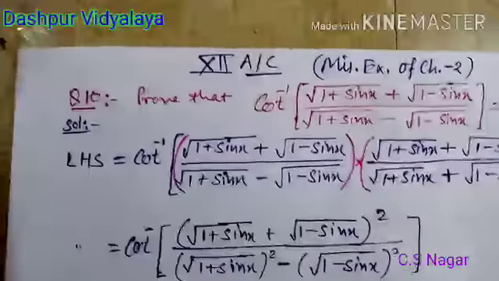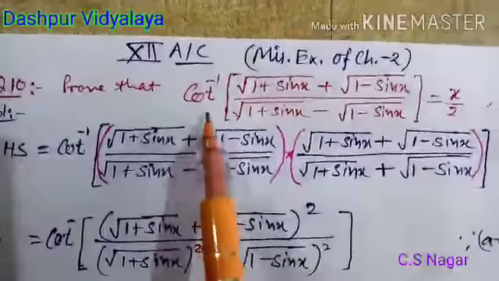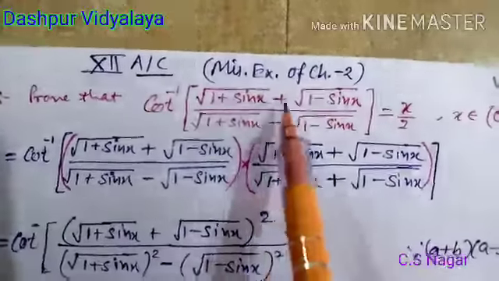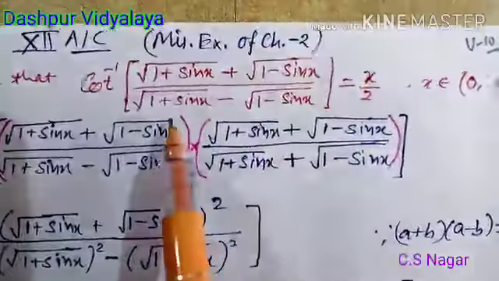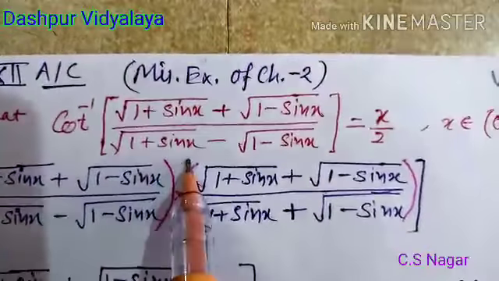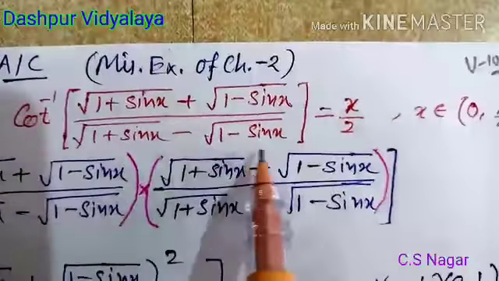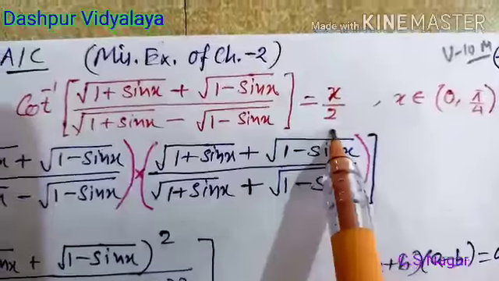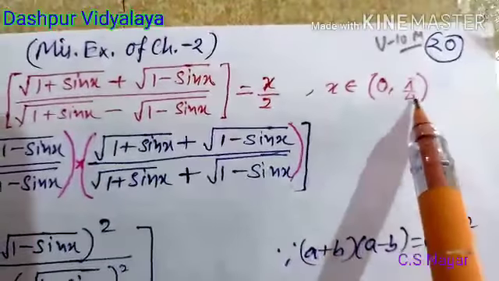Now question number 10 is, prove that cot inverse of under root 1 plus sin x plus under root 1 minus sin x upon under root 1 plus sin x minus under root 1 minus sin x is equal to x by 2, and here x belongs to the open interval 0 to pi by 4.